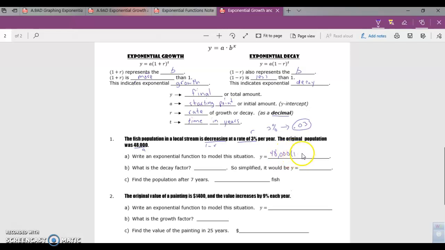Okay, times 1 minus our r, that is 0.03, raised to the power of t. There you go. So that's your initial exponential decay equation. Okay, so in this case, our decay factor ends up being 0.97. All you're doing here is simplifying 1 minus 0.03, and we end up with 0.97. And then we actually can rewrite our equation as 48,000 times 0.97 raised to the t.